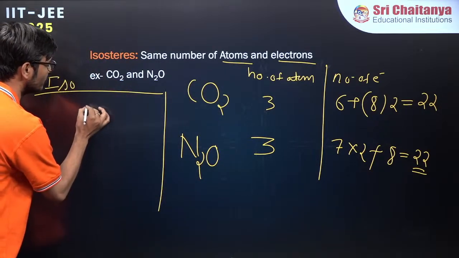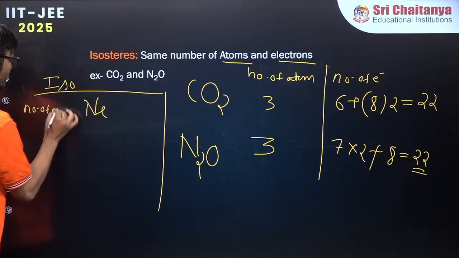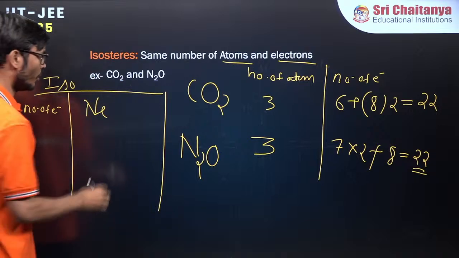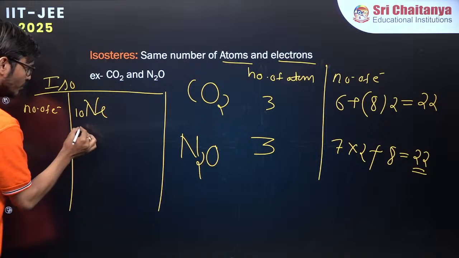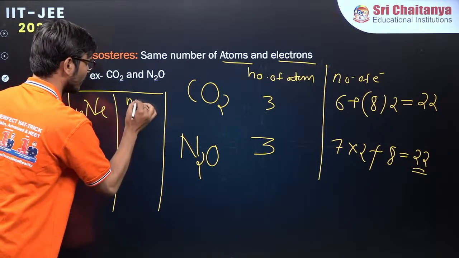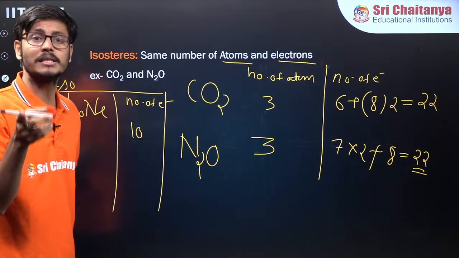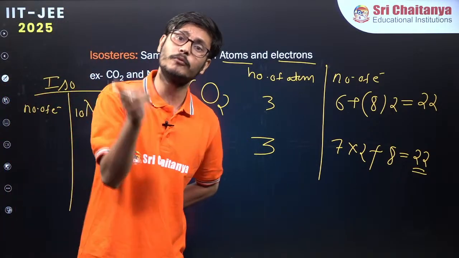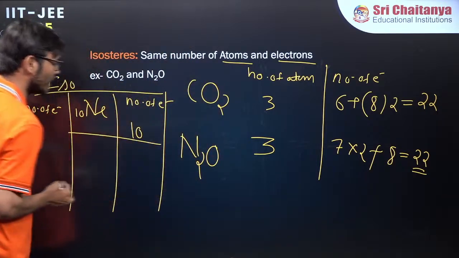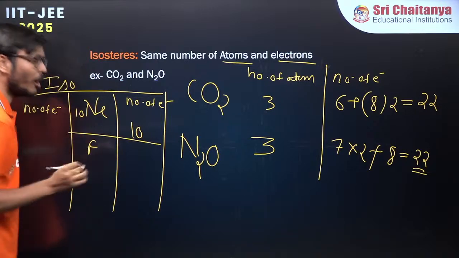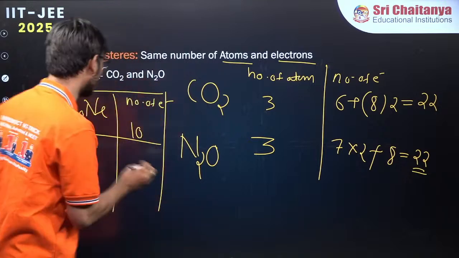Let us say we are having neon. I think all of you know the number of electrons. What is the atomic number of neon? 10, right? Therefore, the number of electrons will also be 10, because the atomic number is equal to the number of protons, which is equal to the number of electrons for a neutral atom, not for a charged one. Neon. The next atom I am taking is fluorine. All of us know that the atomic number of fluorine is 9. If you don't know, please remember the atomic number. Fluorine's atomic number is 9.